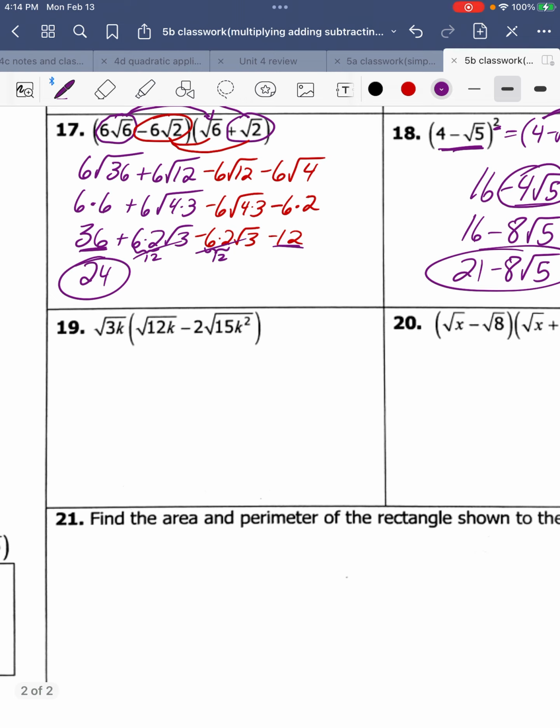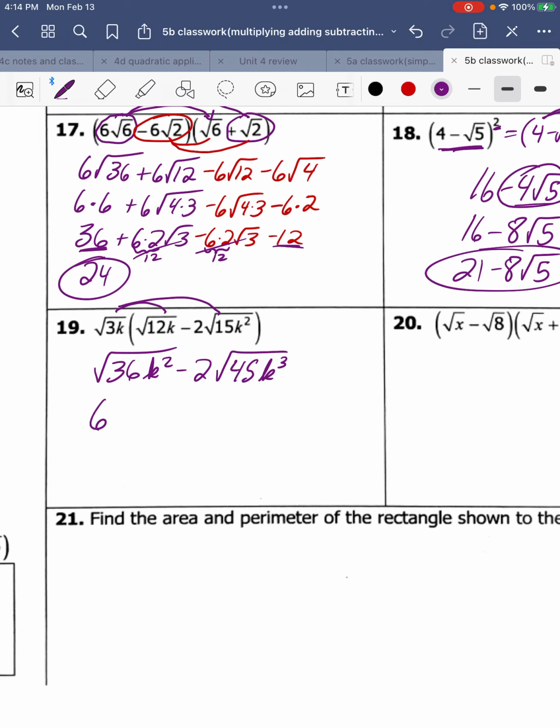All right, moving on, I'll do number 19. So we have a monomial times a binomial, so multiply underneath the radicals. That's all we have. 3 times 12 is 36. K times k is k squared. And then we have a negative 2.15 times 3 is 45. K times k squared is k to the third.